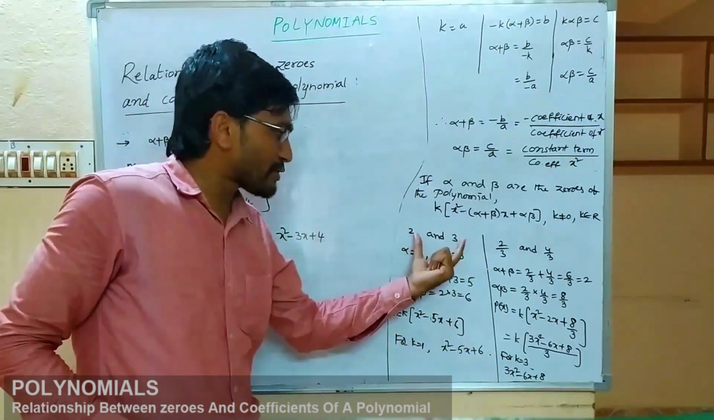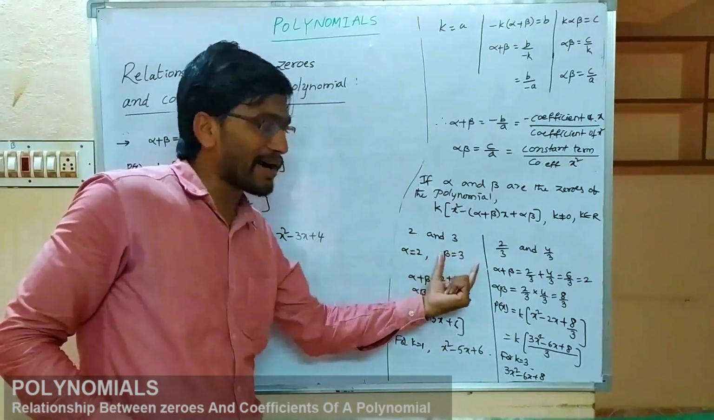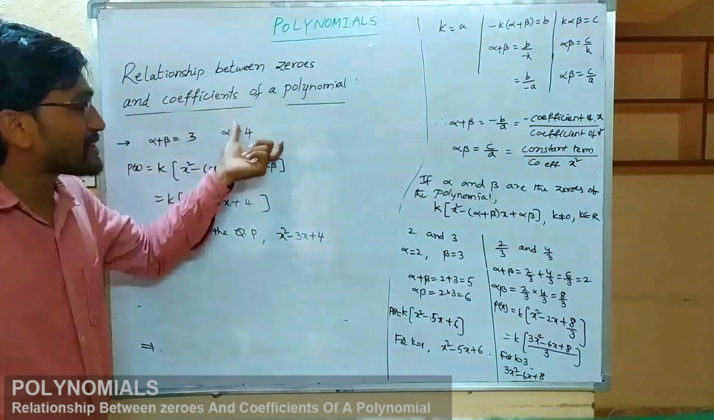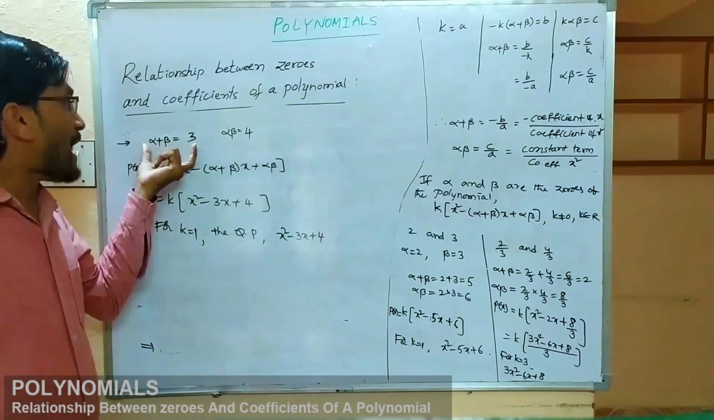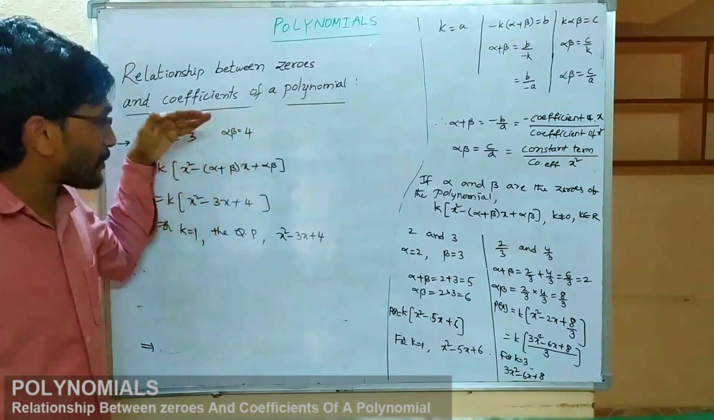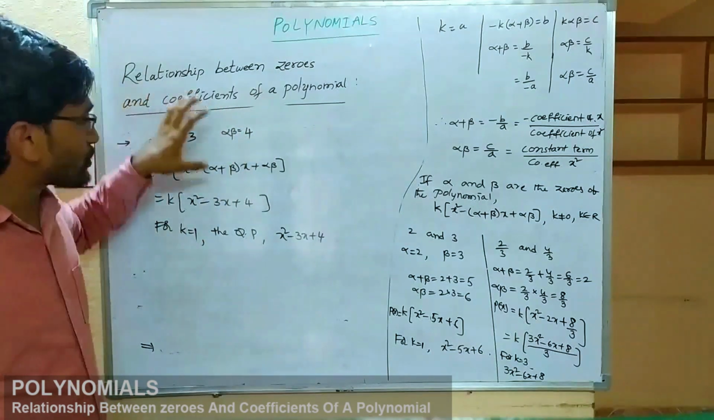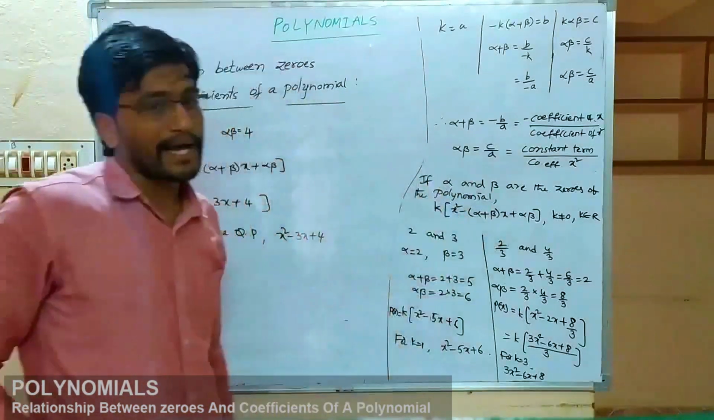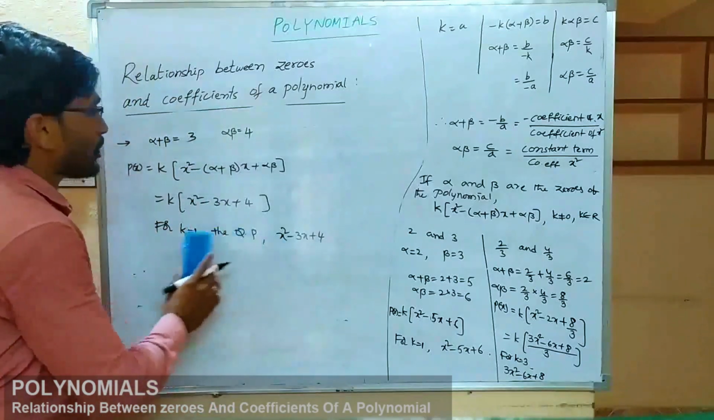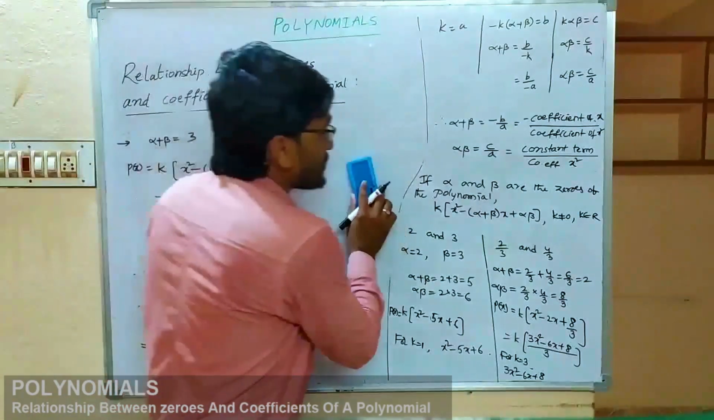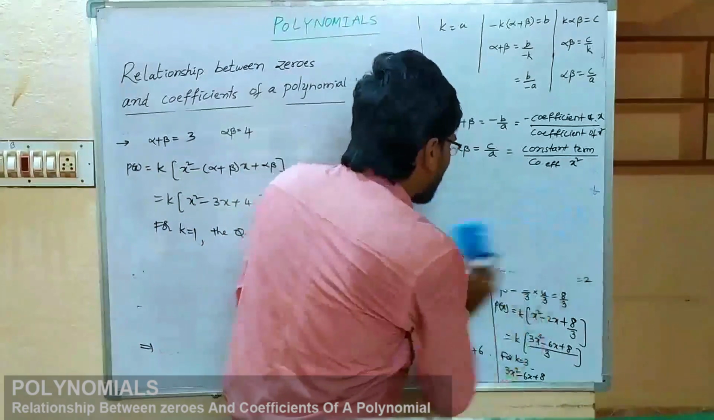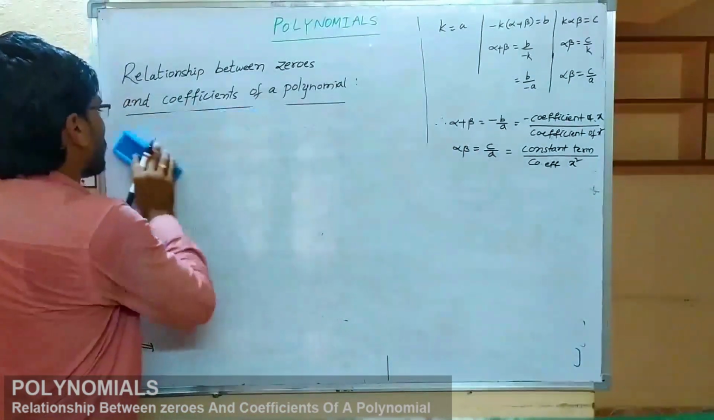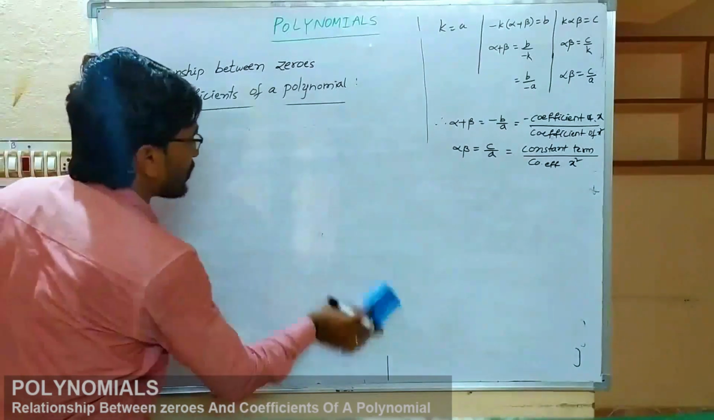If the sum of the zeros and the product of the zeros are given, that means they have given alpha plus beta and alpha beta. That you have to write first. Then substitute those values in the given formula, and then we can calculate and get the required polynomial. So this is how we find the quadratic polynomial if alpha and beta are the zeros and the sum and product of the zeros are given.